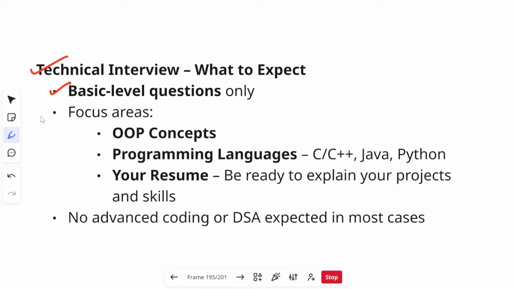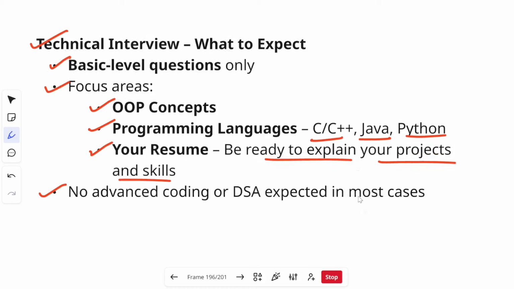So what are the topics that you should be preparing for? You should prepare for OOPS concepts and programming languages, any one will be fine, like C++, Java, Python, because usually during the introduction they will ask you which is your preferred programming language, and mostly on that programming language you can get questions. And that too basic only. Now your resume should be good. Be ready to explain your projects and skills, whatever you have mentioned in your resume. You should have the knowledge to explain all of that, and no advanced coding questions or DSA are expected in most cases, which I have already mentioned to you.